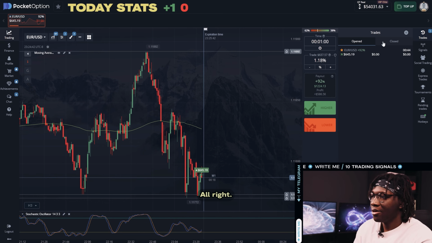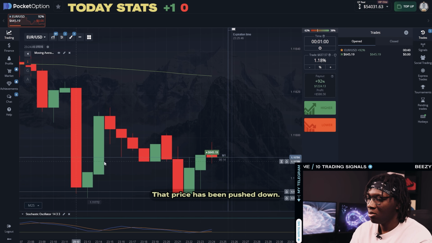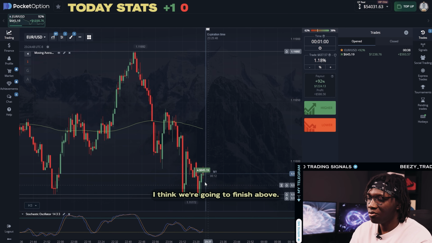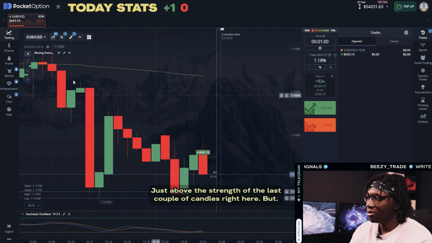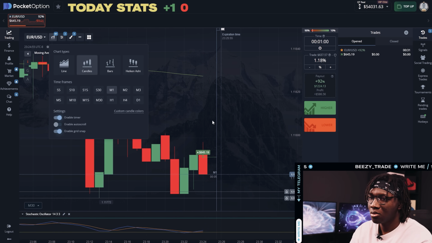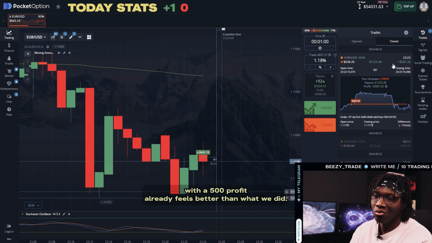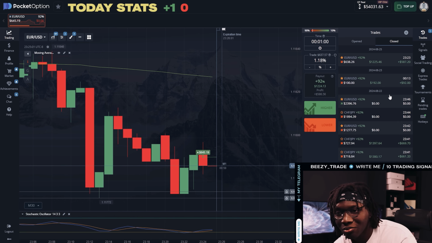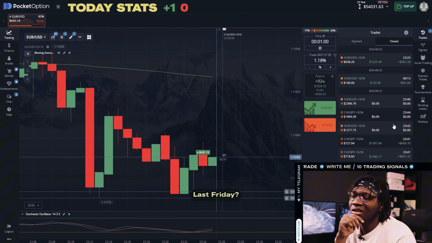All right, same thing, that price is being pushed down. I think we're gonna finish above, just off the strength of the last couple of candles right here. So starting with a 500 profit already feels better than what we did last Friday.